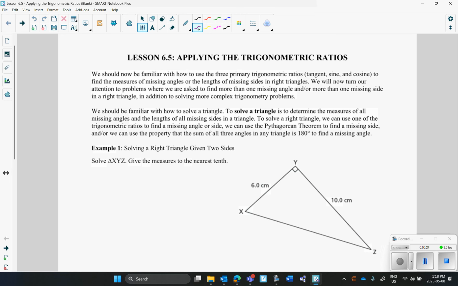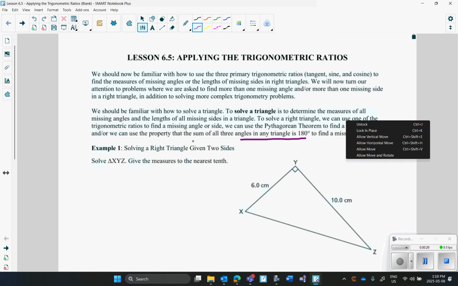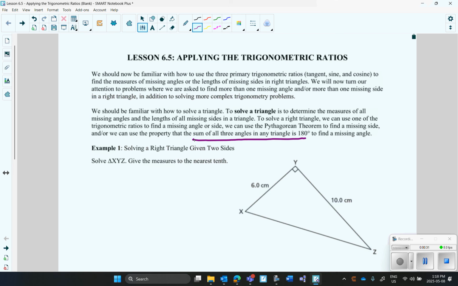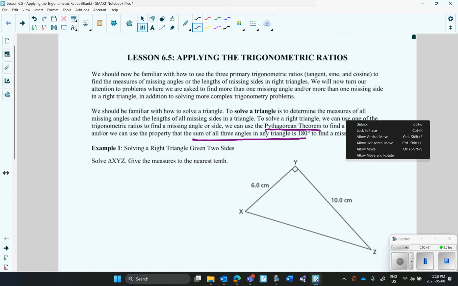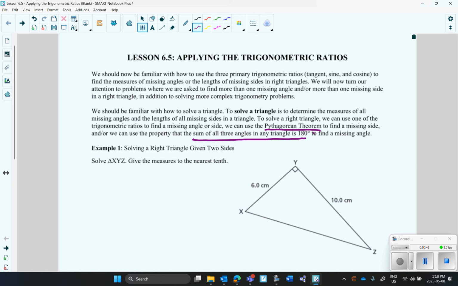You know that the sum of the 3 angles is 180 degrees. That's actually not just right triangles, that's any triangle. So you've got to keep that in your head. You know with right triangles that if you know 2 sides, you can find the 3rd side by using the Pythagorean theorem. In other words, a squared plus b squared equals c squared.